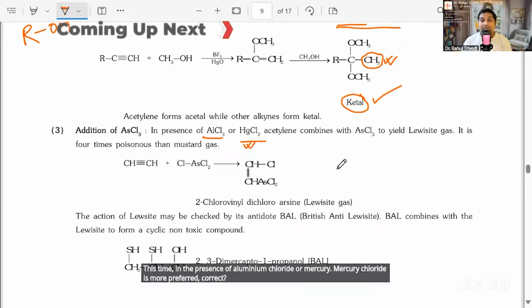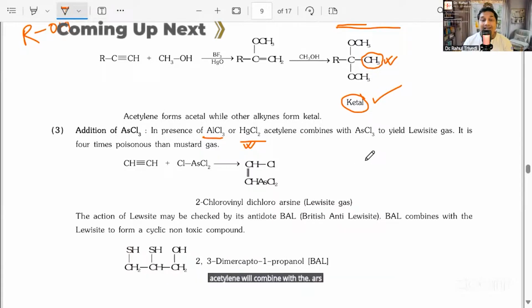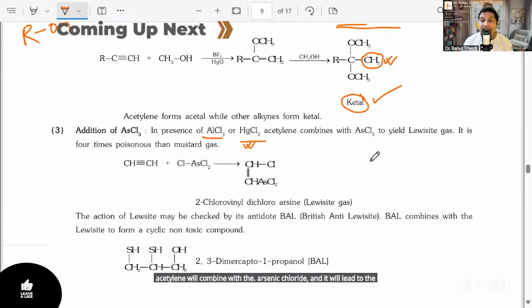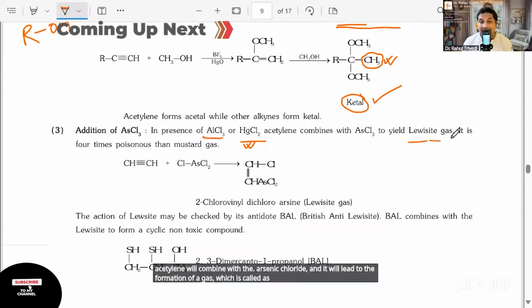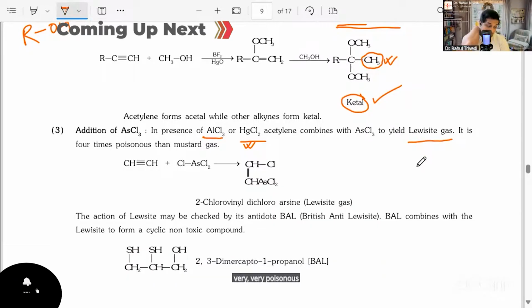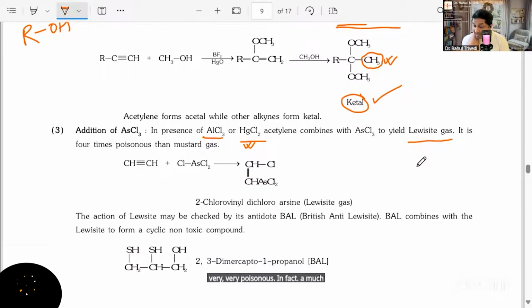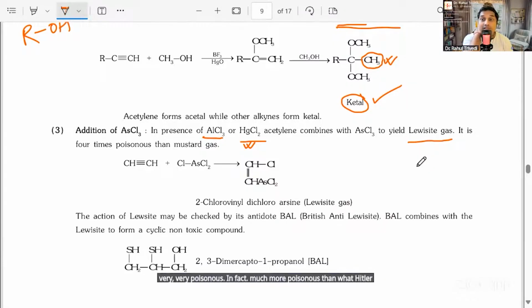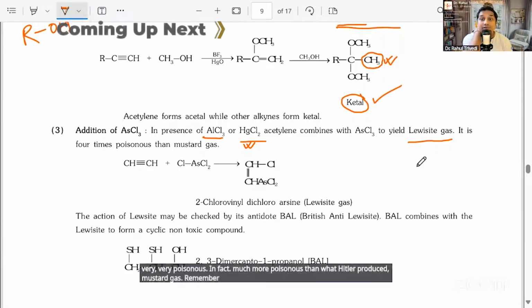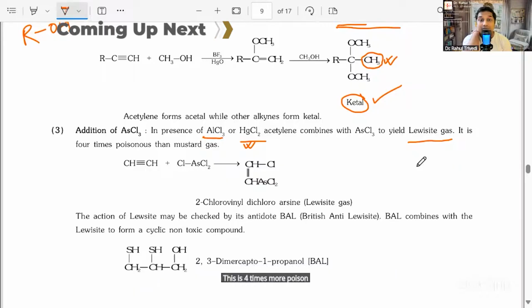Acetylene will combine with the arsenic chloride, and it will lead to the formation of a gas which is called lewisite gas. Very, very poisonous. In fact, much more poisonous than what Hitler produced, mustard gas. Remember, sometime back in the last chapter, we saw mustard gas formation. This is 4 times more poisonous than the mustard gas.